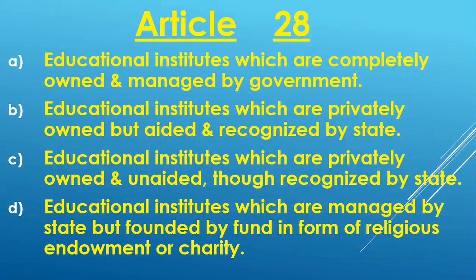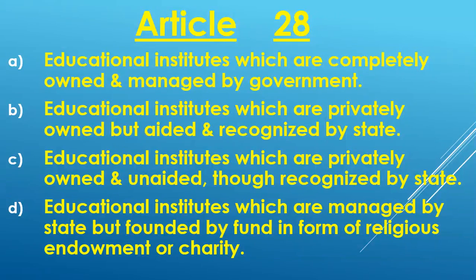Now friends, the second point is that these educational institutions are unaided by the government. Unaided means government does not provide any financial help for the management, for the working of these educational institutions. But they are also recognized by the government, by the state. So in the third category, these types of educational institutions will come.